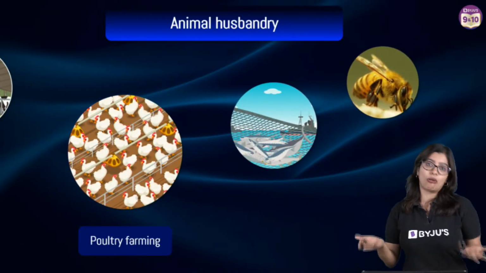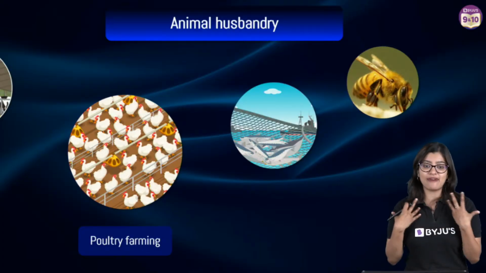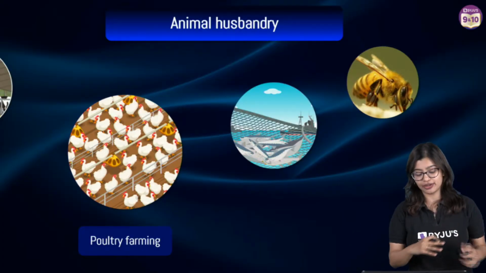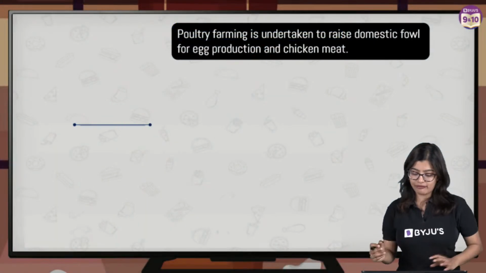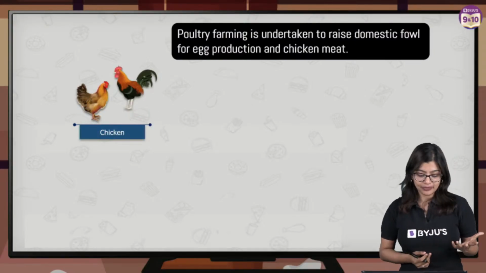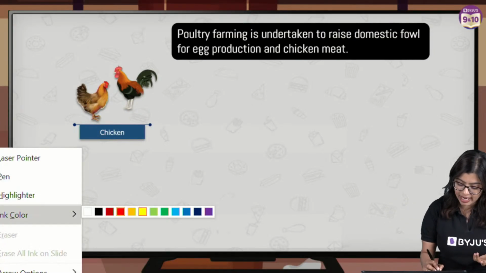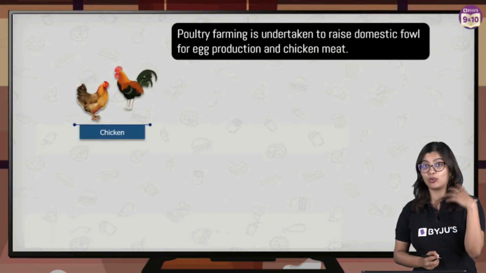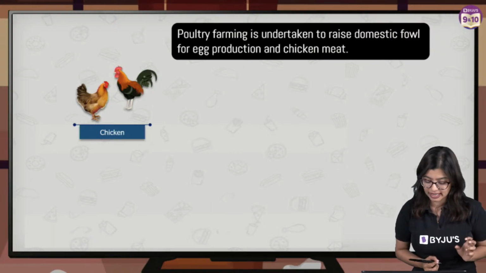It is not complicated. Think of yourself as the person who wants to do it, right? So poultry farming is basically where you go grow poultry. Now what are poultry? Poultry include birds from which you get eggs or you use them for your meat, right?